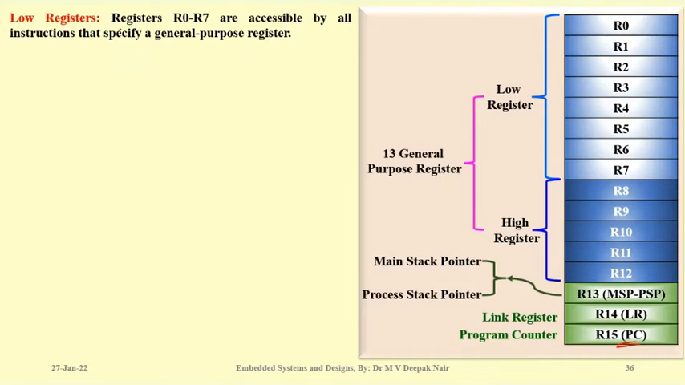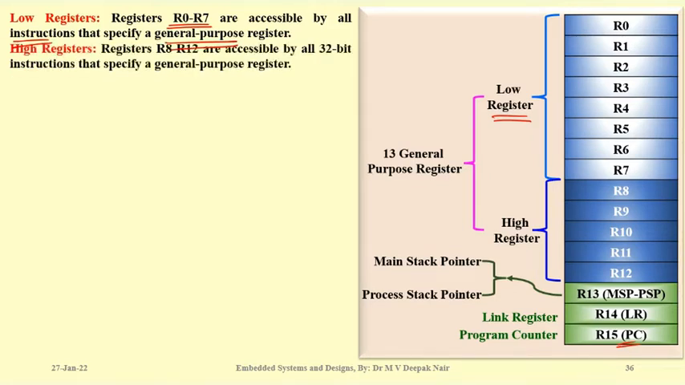Now, what are the specialities of these low registers? Low registers, R0 to R7, are accessible by instructions that specify a general purpose register. General purpose means normal process and all. Whereas R8 to R12, which are high registers, are accessible by 32-bit instructions. So R0 to R7 can be accessed by all instructions, be it 16-bit or 32-bit instruction, but R8 to R12 are mostly accessible by 32-bit instructions only.